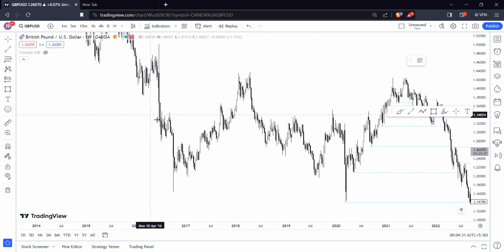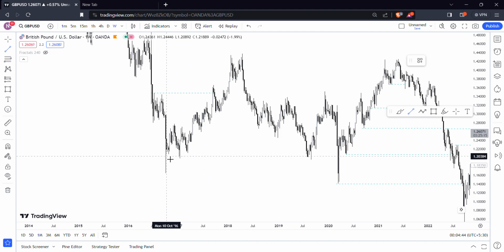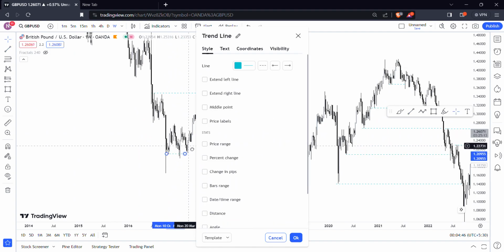See here, this is one liquidity. If you see, this is one liquidity. Can you see the reversal? Huge reversal because of liquidity.